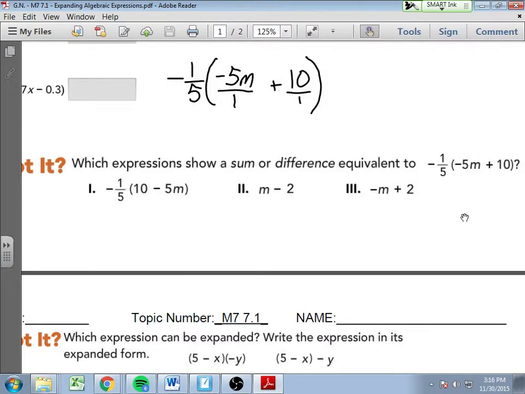My first multiplication here is negative 1/5 times negative 5. Guys, forget about the negatives for a second, because I have a negative times a negative. What's a negative times a negative? Positive. So a fifth of 5. 1/5 of 5. What do you get? 25. That'd be 5 times 5.